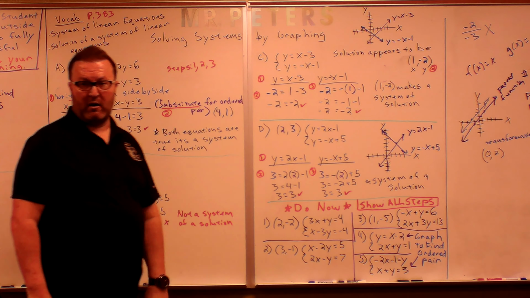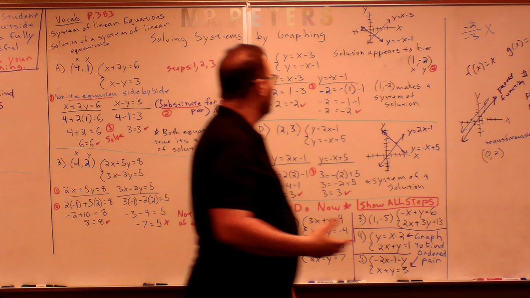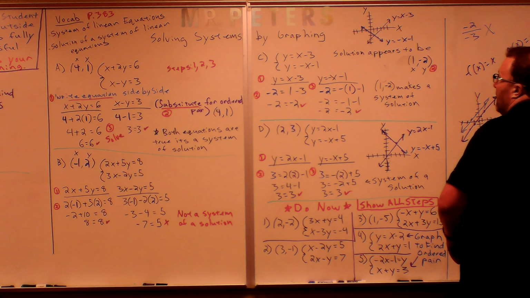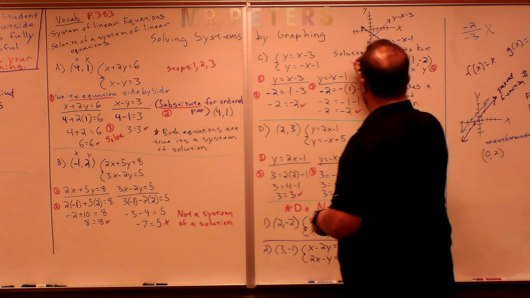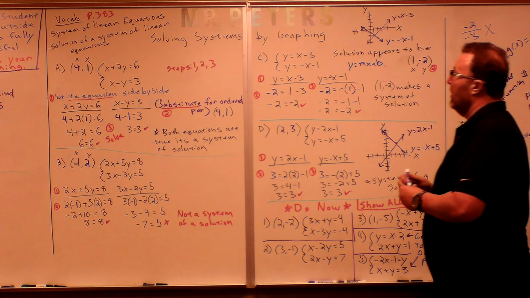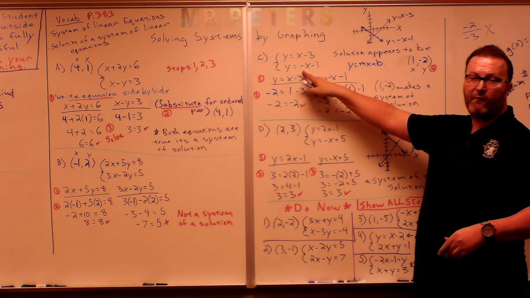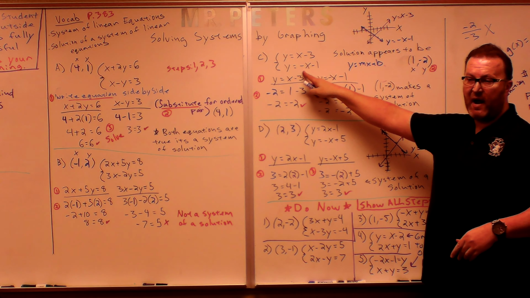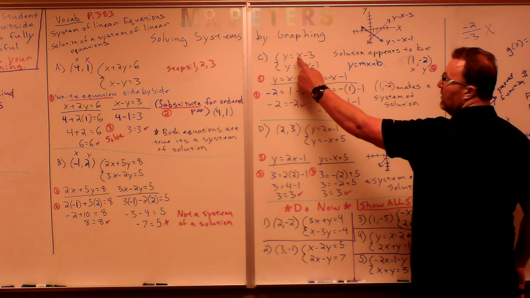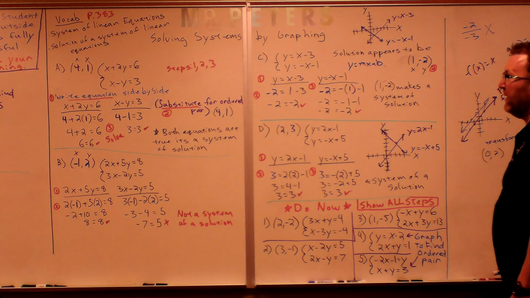Next one. We don't have an ordered pair. This is where graphing comes in. Okay? So we're focused on y equals mx plus b. We're going to graph these. Are these in slope form? Can we graph these out? We have a b, right? We have a rise and run, so we can.